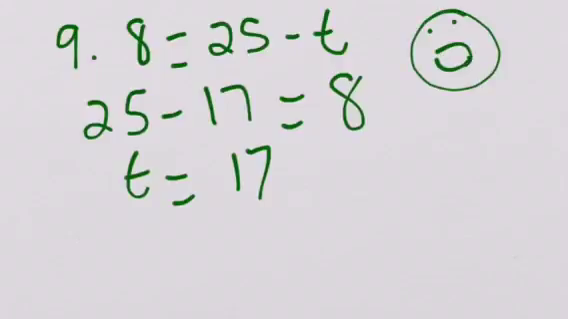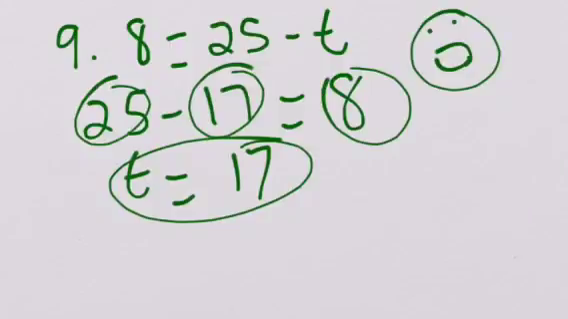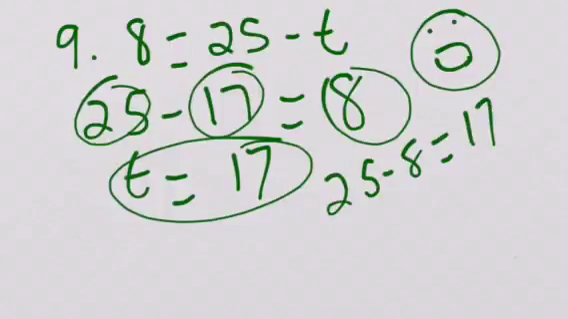Okay, number 9. 8 equals 25 minus t. 25 minus 17 equals 8, and so t equals 17. You're always trying to solve for the letter, and you already have 2 of the numbers. You have 25 and you have 8, so you just need to know 25 minus what? 25 minus 8 equals 17. I can turn it around and still solve the problem.